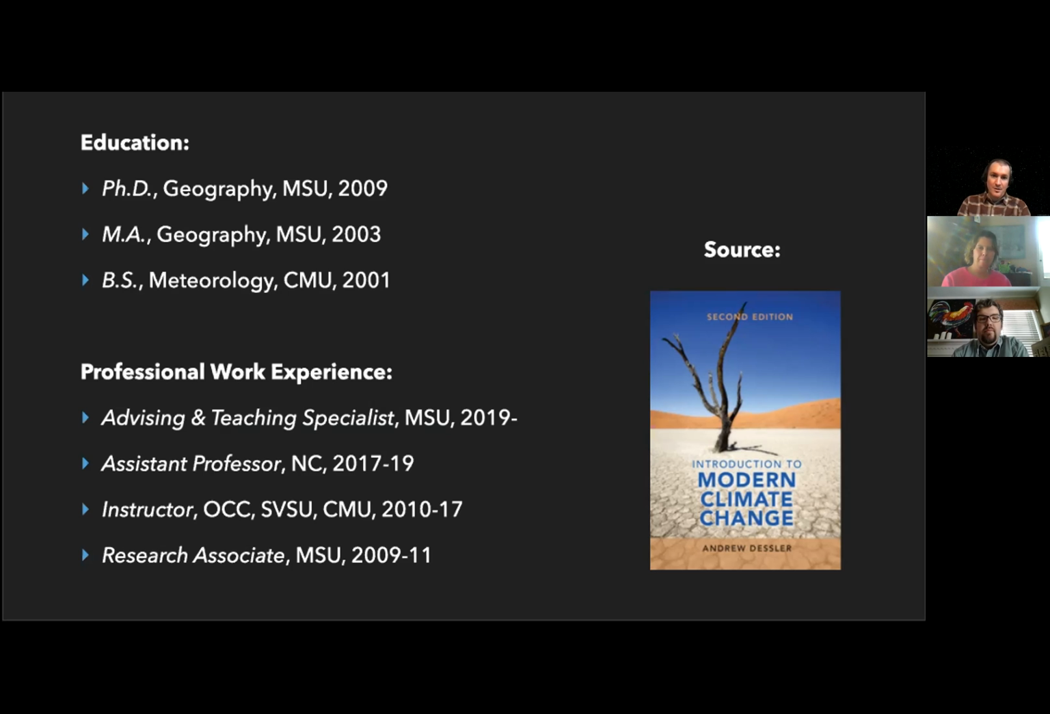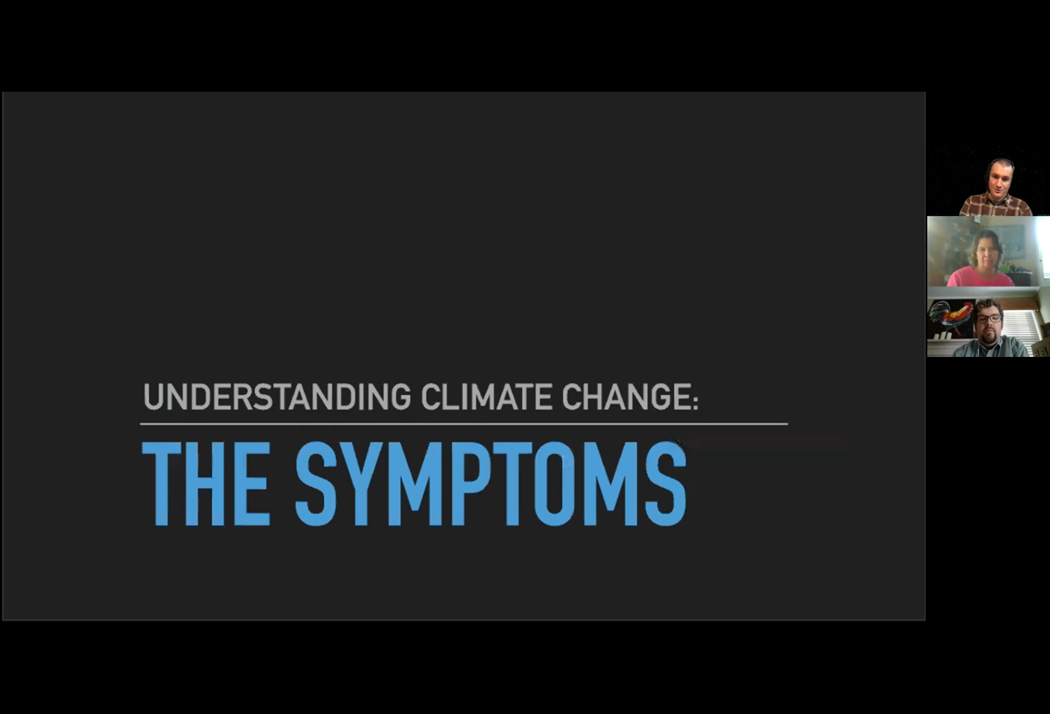Most of the figures I'm going to be showing you today are coming from a single textbook. This is a book that I'm going to be using for my course on people and environment, starting here in the spring semester. This is by Andrew Dessler on modern climate change, which is the focus of our conversation today. I've broken this lecture into three roughly equal parts. We're going to be looking at climate change symptoms, science, and potential solutions going forward.